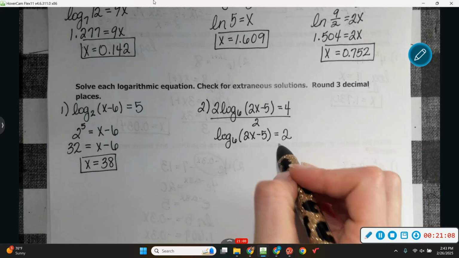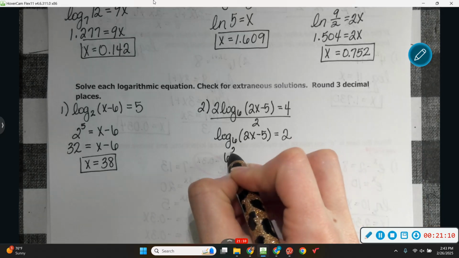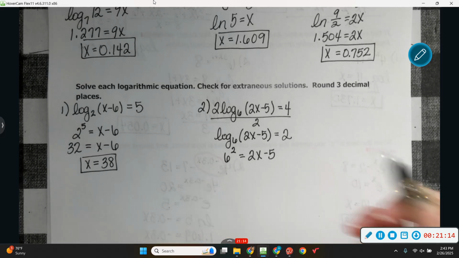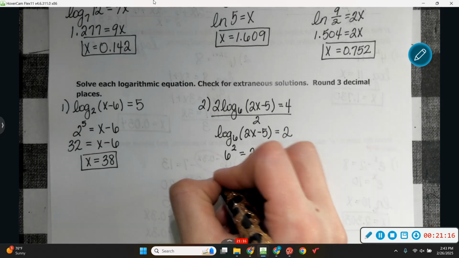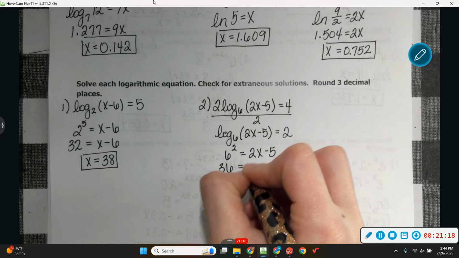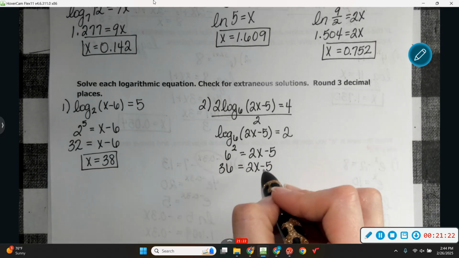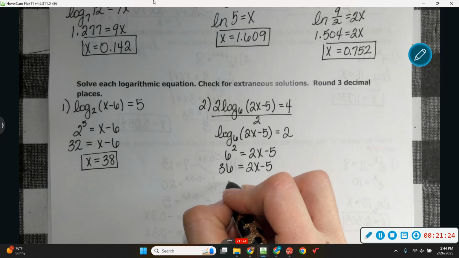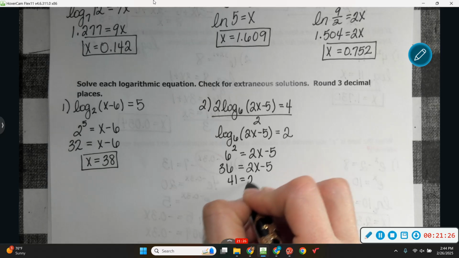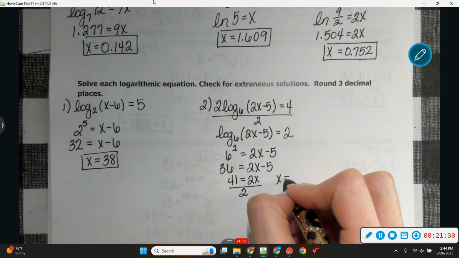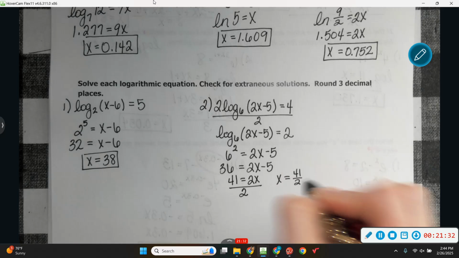So when I rewrite it, my base is 6. I raise that to the second power, and that is equal to 2x minus 5. So 6 squared is 36. 36 equals 2x minus 5. I would add the 5. 36 plus 5 is 41. So when I divide by 2, x is equal to 41 halves.